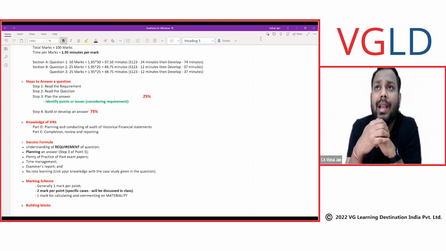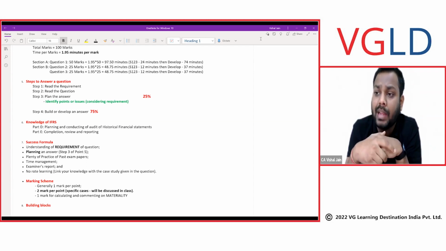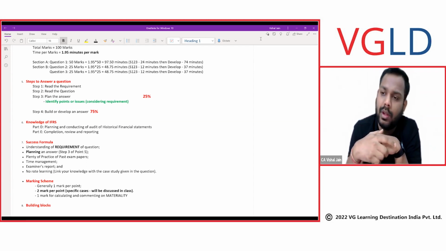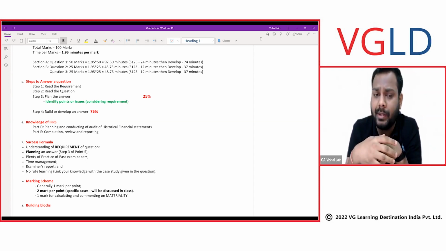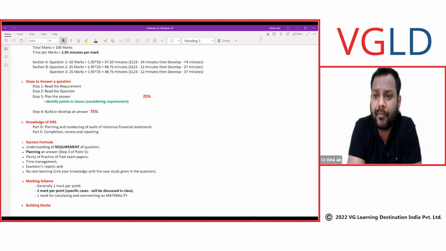Let's suppose Reliance bank balance is zero, and its materiality is, let's suppose, 2 crores. Can we say that we will not audit bank? Tell me, all of you. Can we say that?